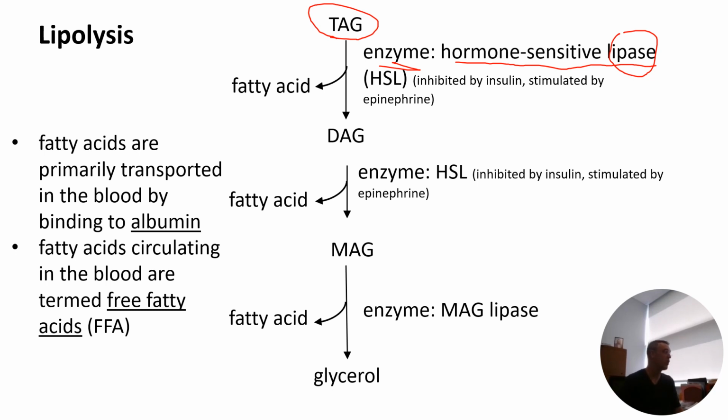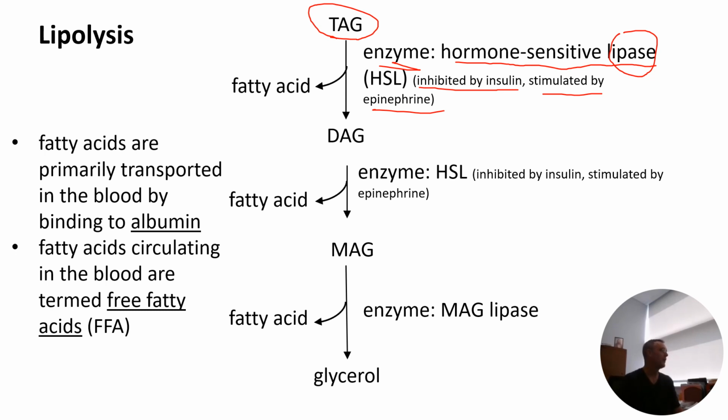And when we say it's sensitive to hormones, this is inhibited by insulin. Remember, insulin is a storage hormone. Lipolysis is not storage. We're breaking down energy. So this process is inhibited by insulin, but it's stimulated by epinephrine. And always think of epinephrine as the fight or flight hormone. I'm running a 5K race. I am running away from a bear. I'm climbing the tree. Epinephrine, fight or flight. We need to mobilize energy for those processes.